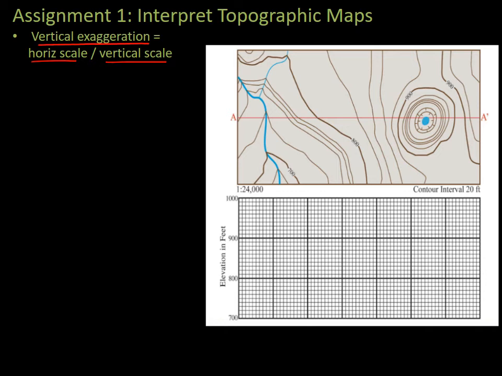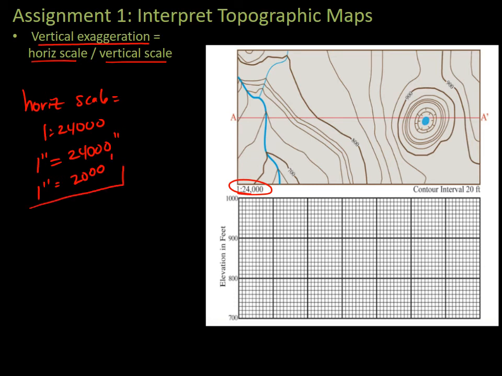So we need to know the horizontal scale, and that's given to us here. It's written like this: 1 to 24,000. What that means is that 1 inch on the map equals 24,000 inches out in the real world. Or we could rewrite this: 1 inch is the same as 2,000 feet. So there's a horizontal scale. If you measure 1 inch on the map horizontally, that corresponds to, in the real world, 2,000 feet on that landscape.